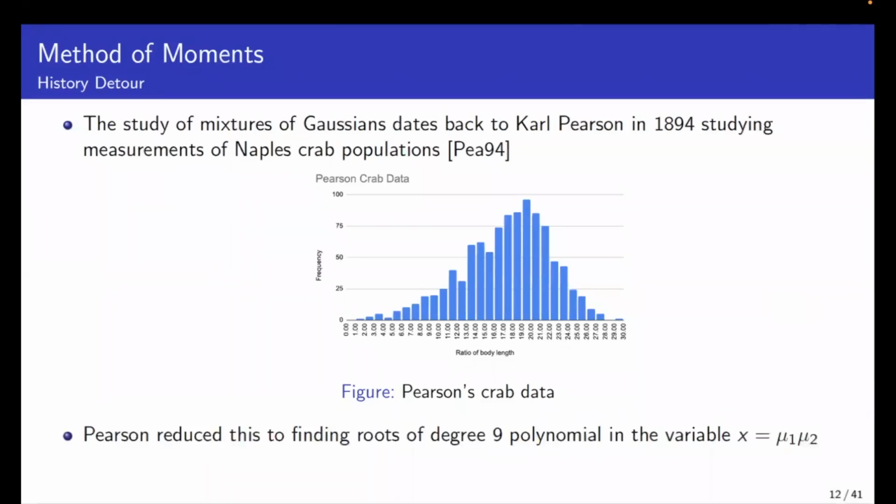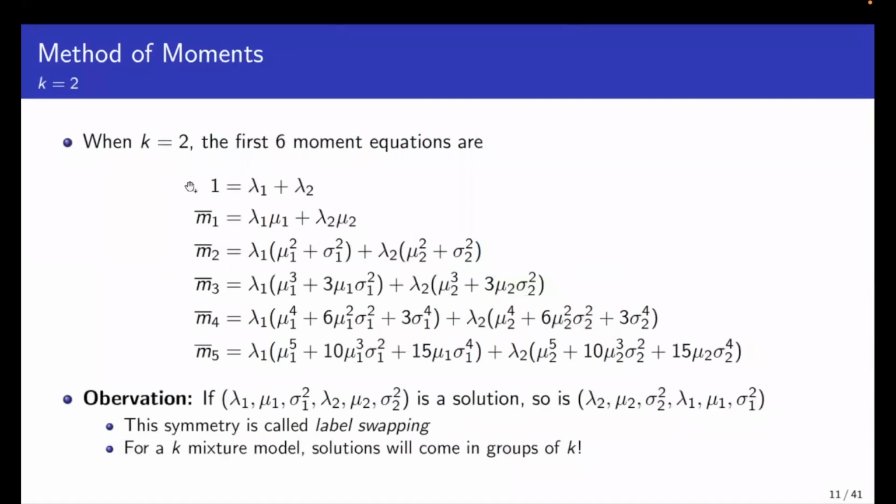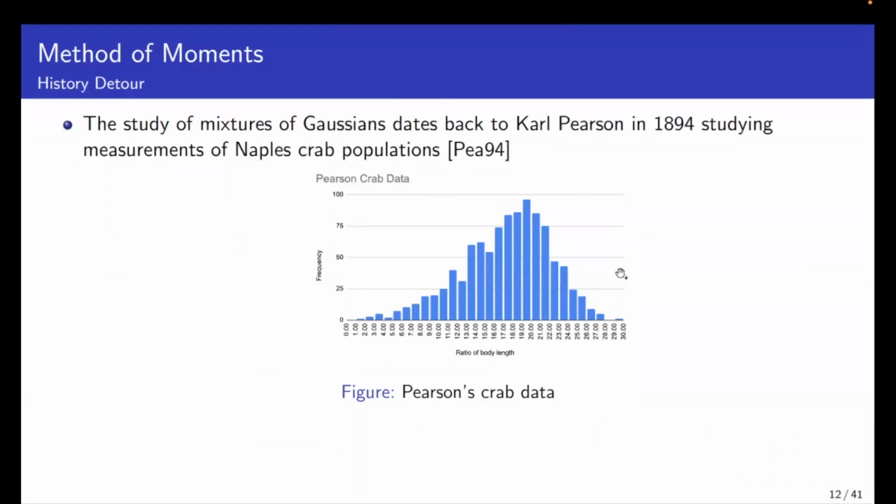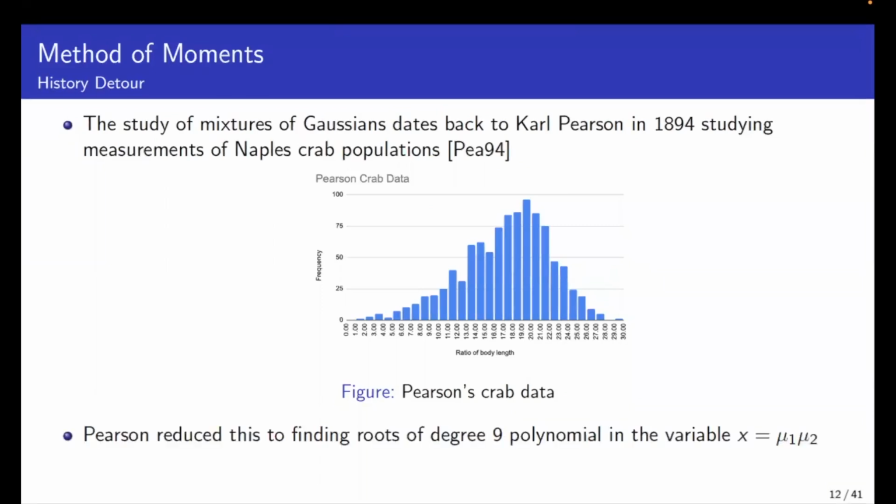So what he did is he took this polynomial system here and plugged in M1 through M5, which he got as sample moments from this data. Predating any sort of Gröbner basis theory or elimination theory, and definitely predating any computer algebra software, he was able to reduce solving this polynomial system to finding the roots of a degree 9 polynomial in the variable mu1 times mu2. This is something we would today call an eliminant, but he did this before any of this language appeared.